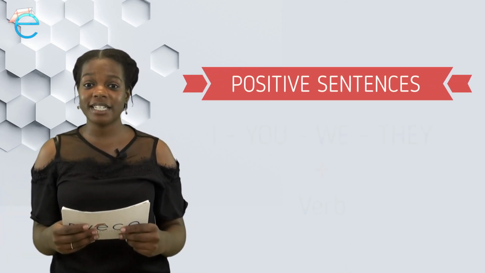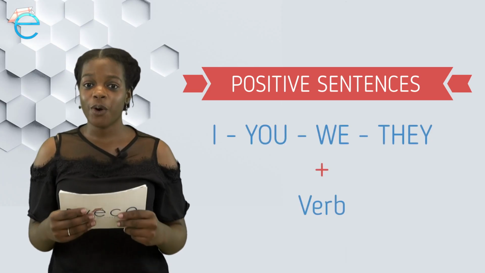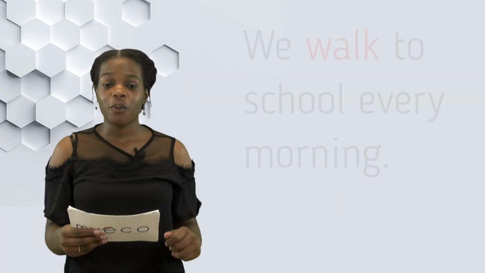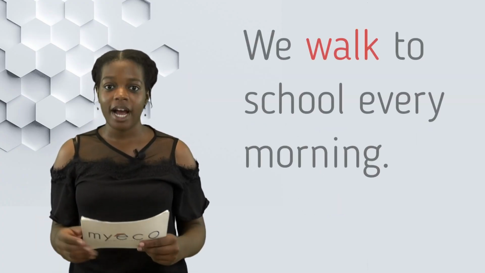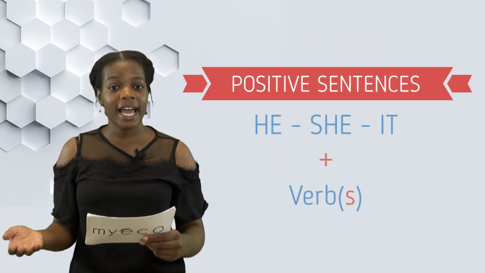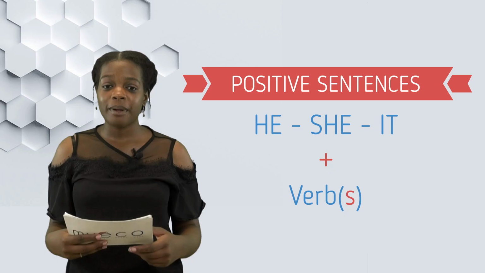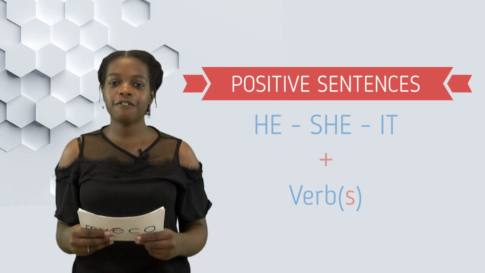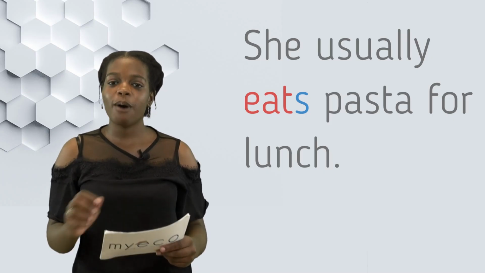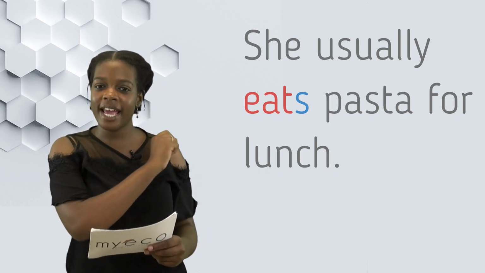Alright, so now let's have a look at how we can create sentences like the ones we've just seen. For a positive sentence, if our subject is I, you, we, or they, we add our verb unchanged. For example, we walk to school every morning. Our verb walk is unchanged. For he, she, and it, we add our verb with an S on the end. For example, she usually eats pasta for lunch. Our verb eat has an extra S on the end.